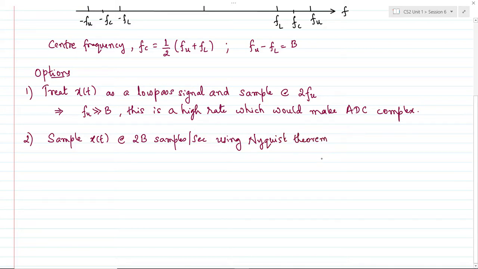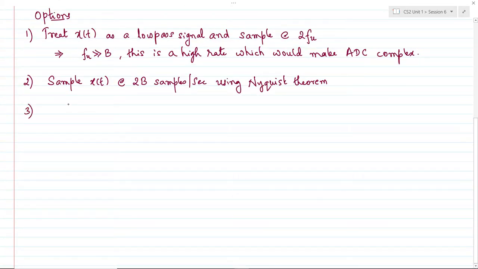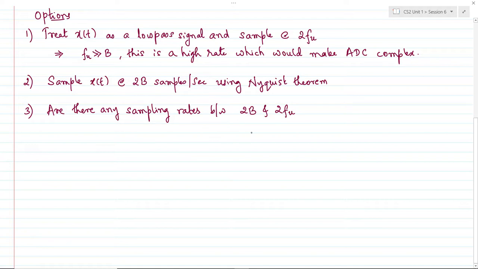Okay, so the third option is that we will also understand another important theorem on sampling of bandpass signals by answering a question: are there any sampling rates between these two extremities, between 2b and 2fu? Okay, we'll try to find out such sampling rates which would constitute our bandpass sampling theorem. Okay, first we'll understand the second option which is available to us, then we'll move on to the third option in upcoming sessions. Okay, let me take the case 2 or the option 2.